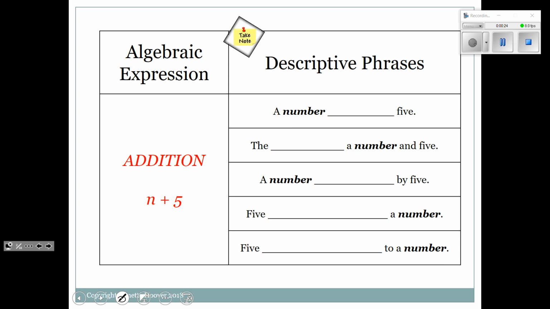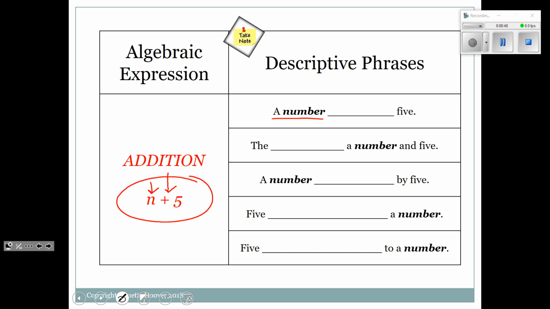Here in the left column, you will see an equation. So what we have here are 5 different ways that we could read this equation. For the n, or any variable that you choose, we're just saying a number. We don't know what the number is, so we just say a number. And then we have to have a way of saying that we're going to add. And here are 5 different ways that you can say that.